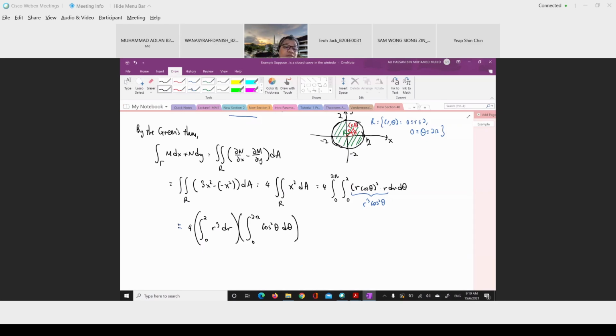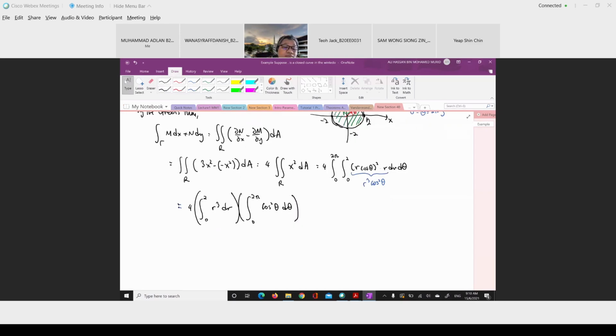The integral of r cubed is 1 over 4 r to the power of 4, from 0 up to 2. So this is equal to 16 over 4, which is 4. What about the second integral?